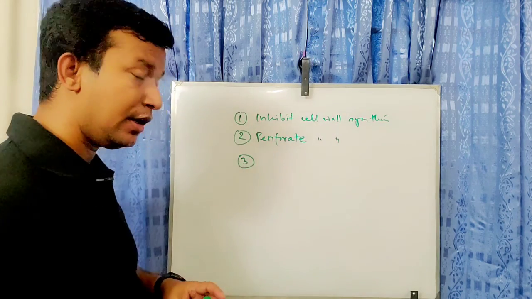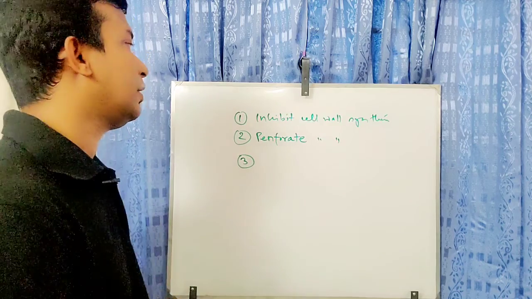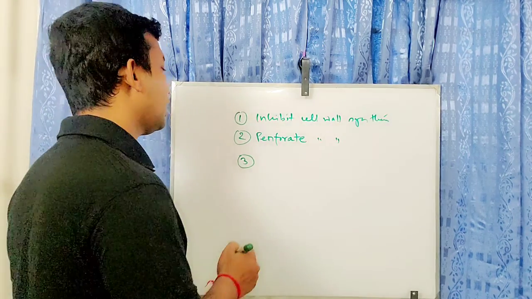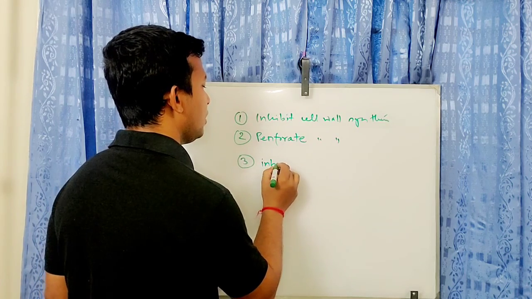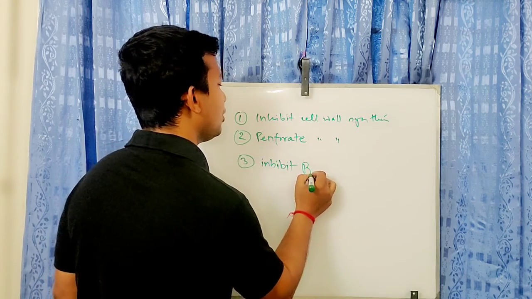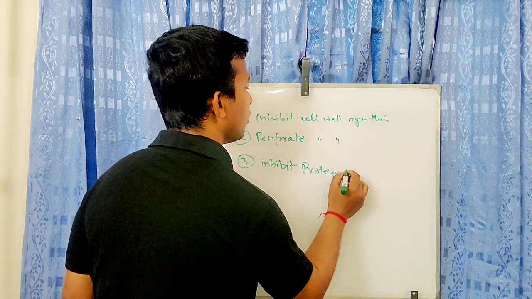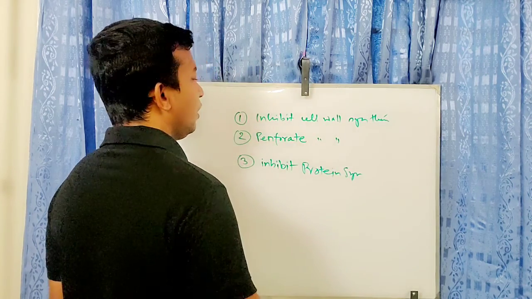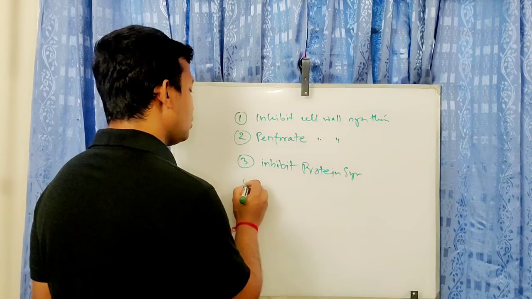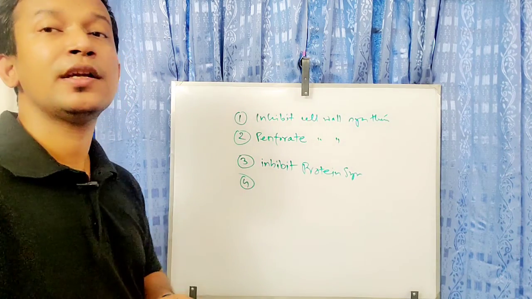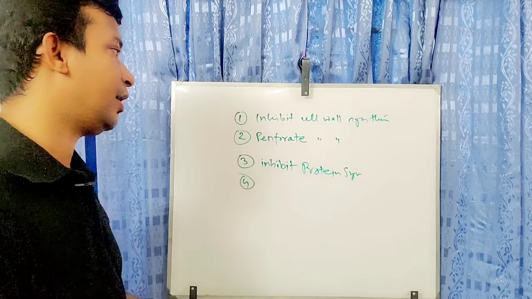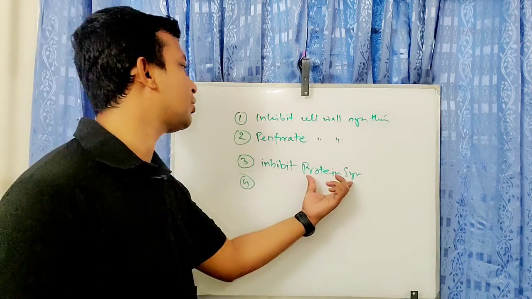they can interfere with protein synthesis. I mean, they work on the ribosome now. So what they can do, inhibit protein synthesis. Or what they can do, they can facilitate misreading of mRNA. Basically, what do we know about the protein synthesis?